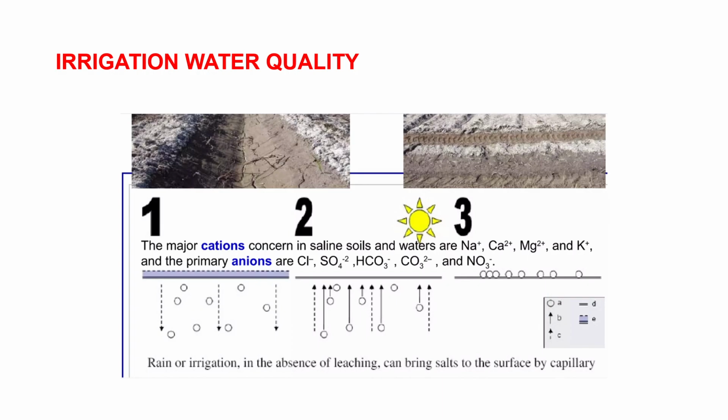The primary concerns in saline waters are which ions you will have to consider. These are Na+, Ca2+, Mg2+, and also the anions Cl-, SO4 2- and everything else. If you don't have leaching, these salts will mix with the water and go into the soil by capillary action. So you will have to go on with leaching in order to avoid this.